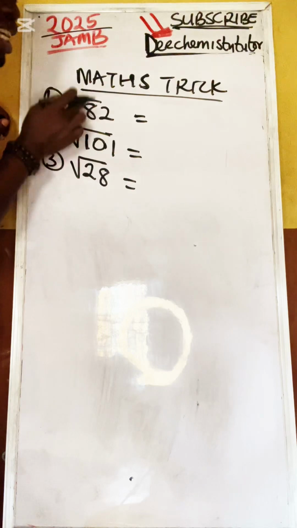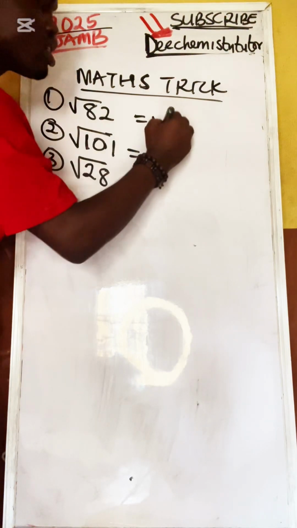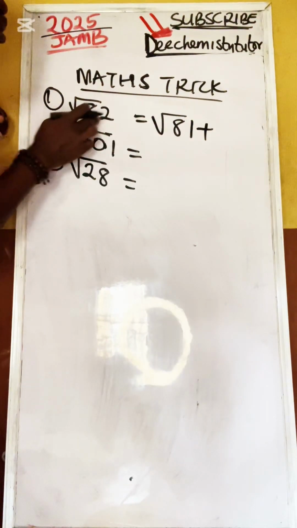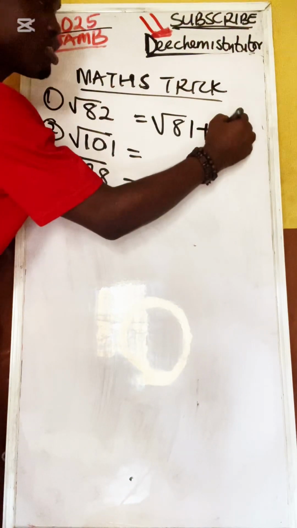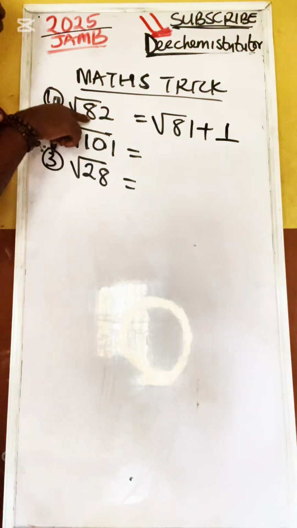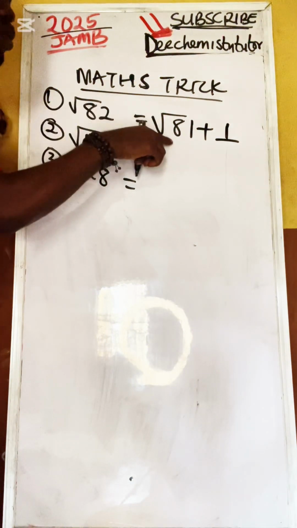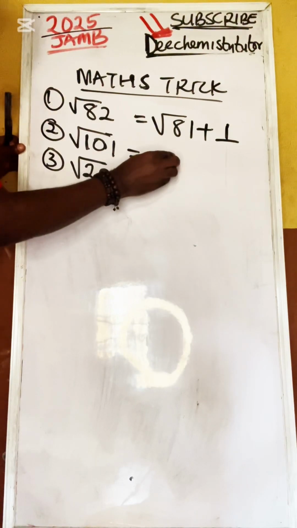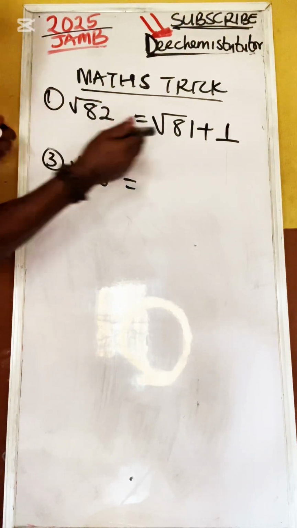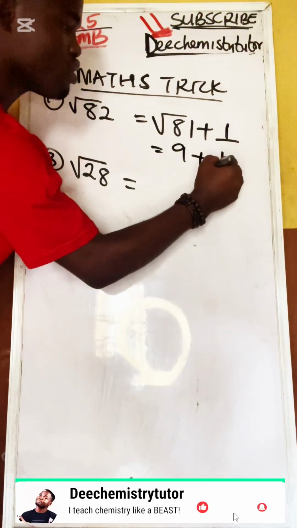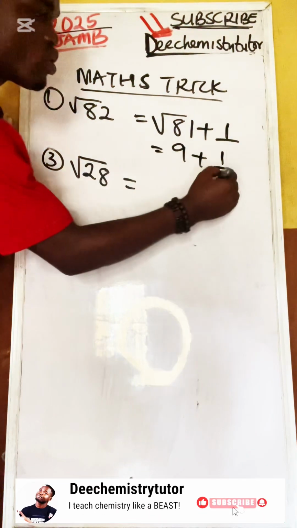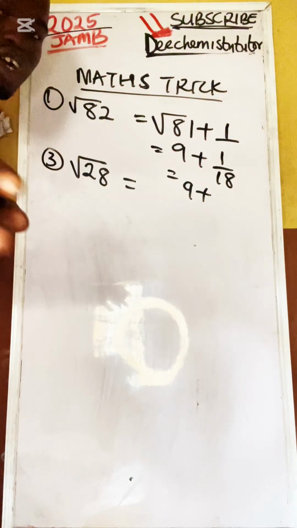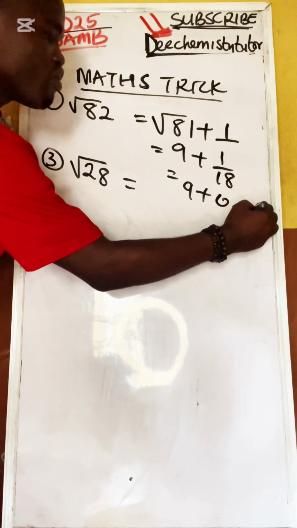So for instance, you know that 81 is a perfect square. So take the square root of 81, plus what is left. 82 minus 81 leaves 1, all over twice the square root of 81. The square root of 81 itself is 9. So that's 9 plus 1 over 2 times 9, which is 18. So the answer is 9 plus 1 over 18. If you press your calculator, you'll get 0.055.